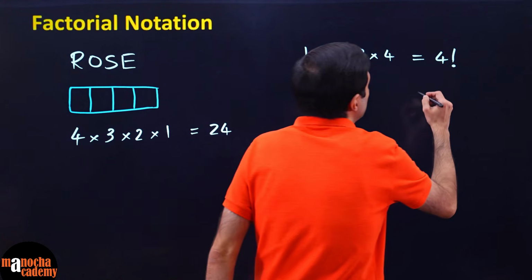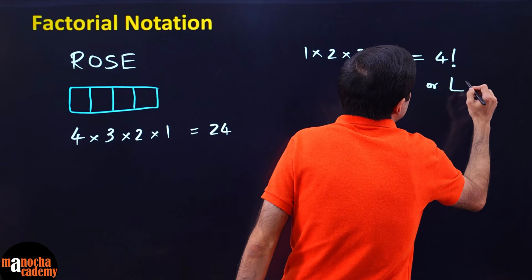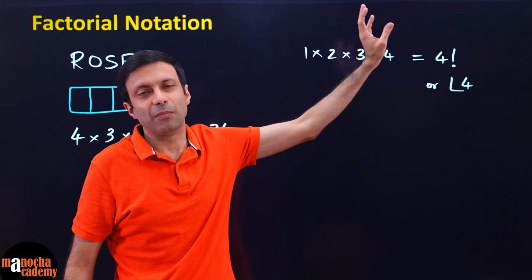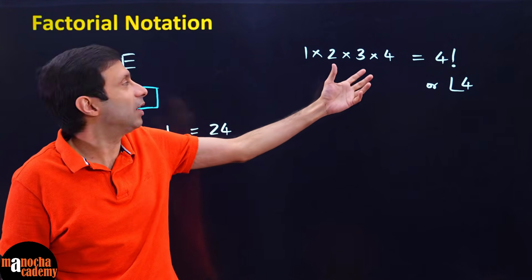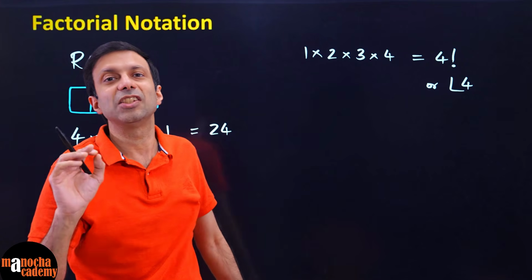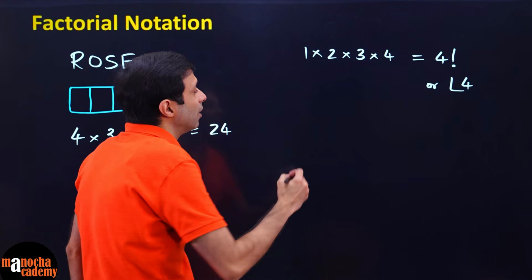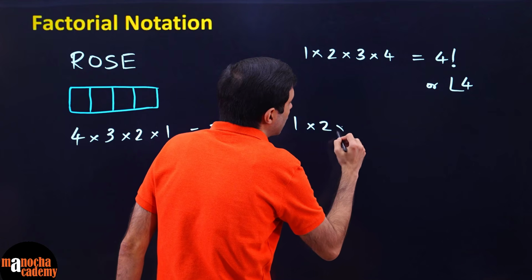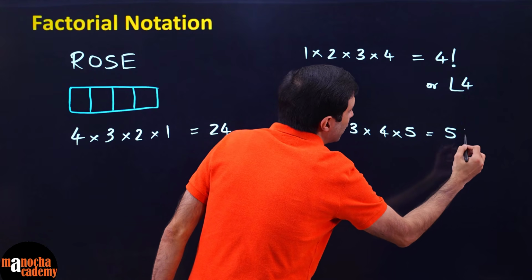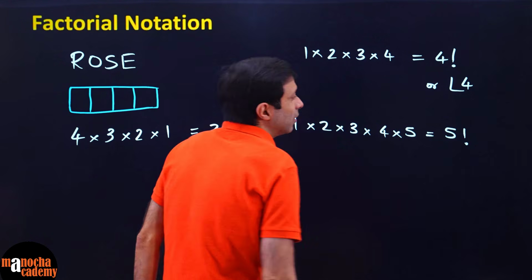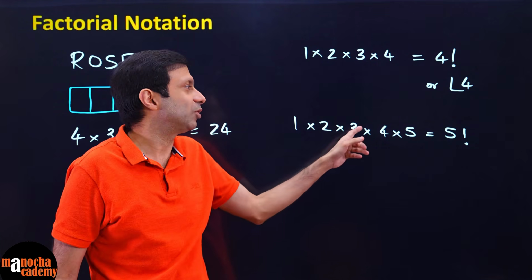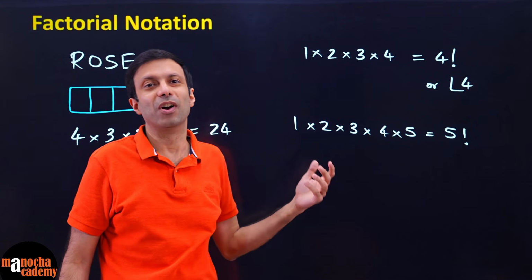Another notation that was also used is this kind of an L sign, but nowadays this exclamation has become very popular. So this is the meaning of factorial in mathematics. If you keep multiplying a number starting from 1 till that number, that is called 4 factorial. Similarly, 5 factorial will be 1 times 2 times 3 times 4 times 5, and it is written as 5 with an exclamation mark. So this is called factorial. Factorial of 5 is 1 times 2 times 3 times 4 times 5, and you can multiply and see it will work out to be 120.